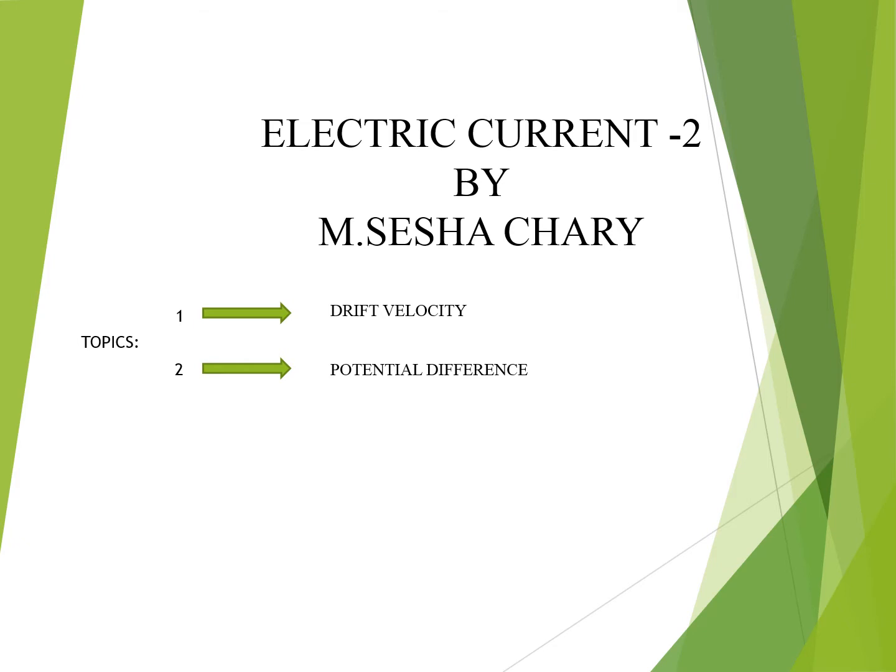In our previous class, we studied what is current, what are the units of current, what is meant by electrical potential energy. In this class, we will study what is drift velocity and what is potential difference, the equation for drift velocity, and the units of potential difference.